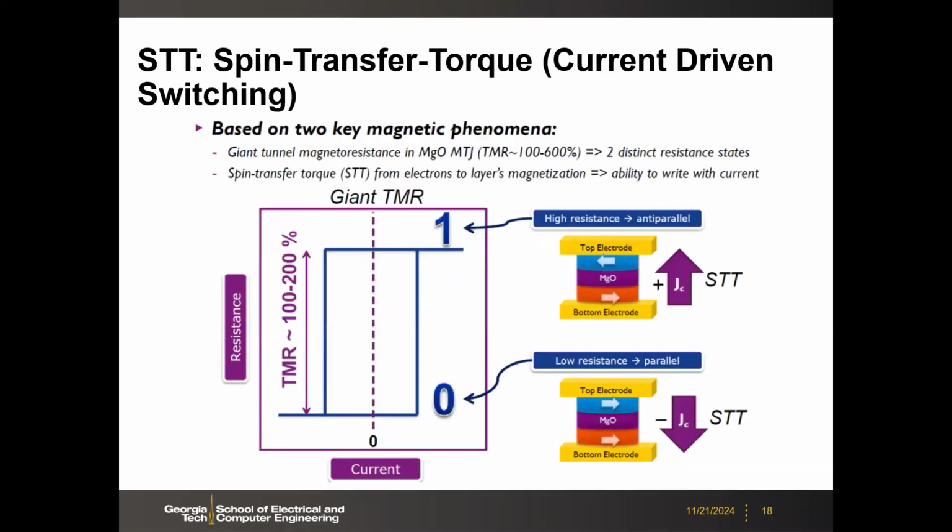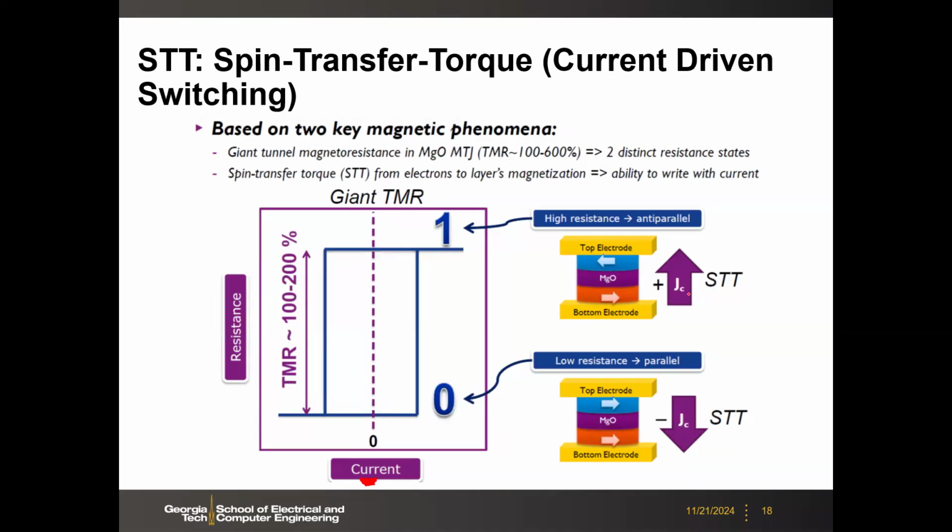So let's look at what is the STT-MRAM in more details. STT stands for spin transfer torque. It's a current-driven switching, but the current is flowing through the MTJ stack. So here, we are going to use the current instead of the field to trigger this resistance switching.